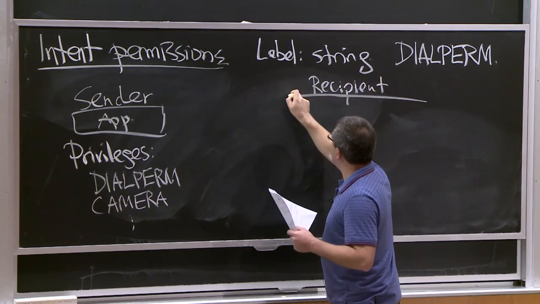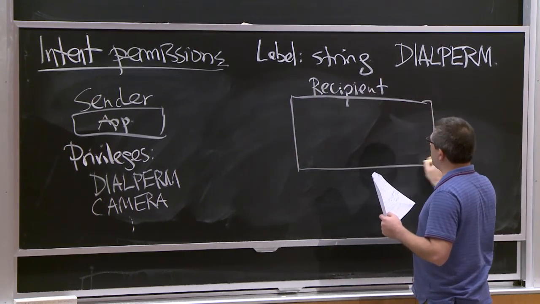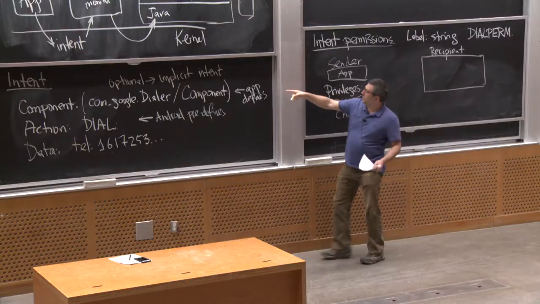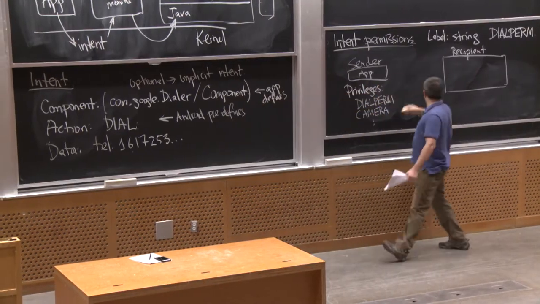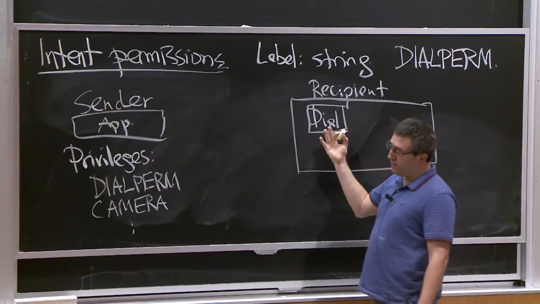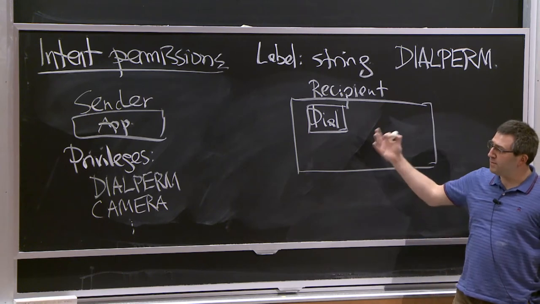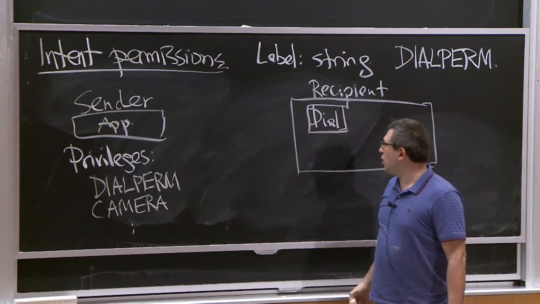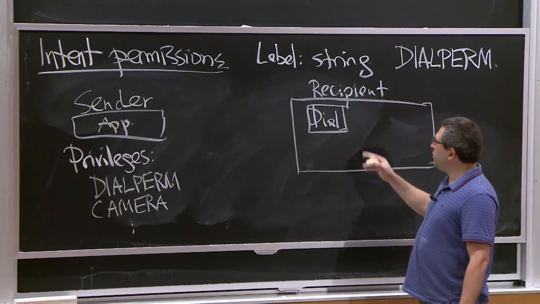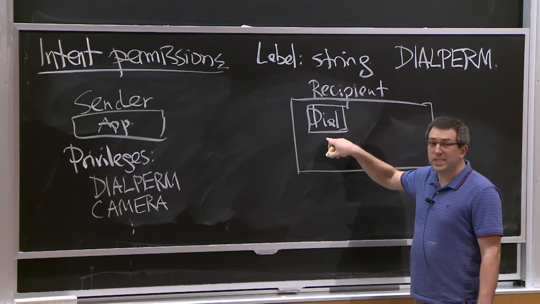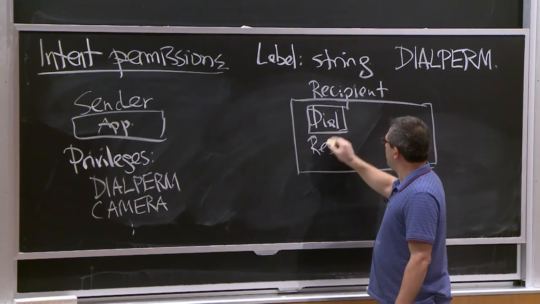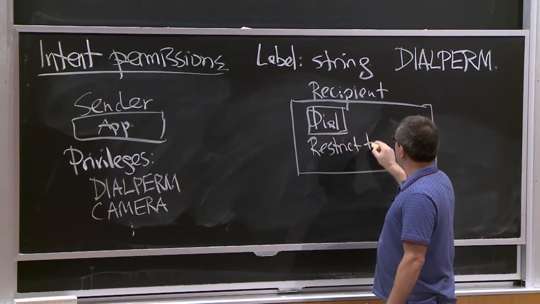And here, these components come in a little bit more detail. So you're going to have some component. In my example, I was imagining, I didn't give it a name, but maybe there's some kind of a dial component inside the phone application that's going to be responsible for receiving intents to make a phone call. So if you want to protect who can make phone calls, we're going to associate one of these labels with this component. So this is going to be a restriction, basically. Restrict to dial perm.